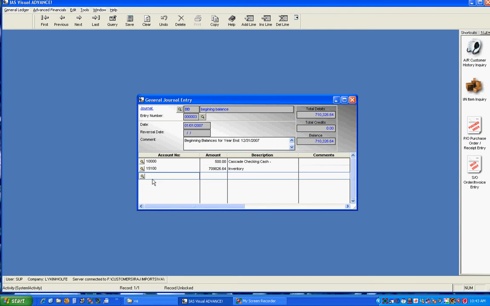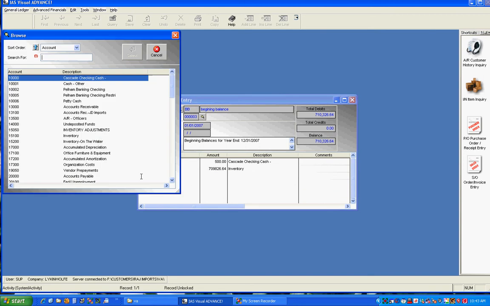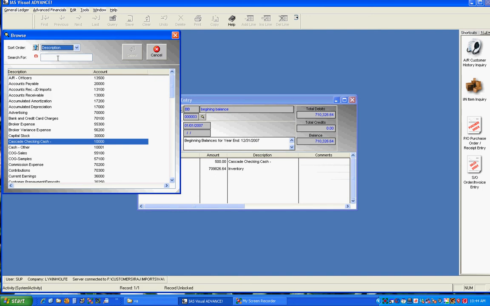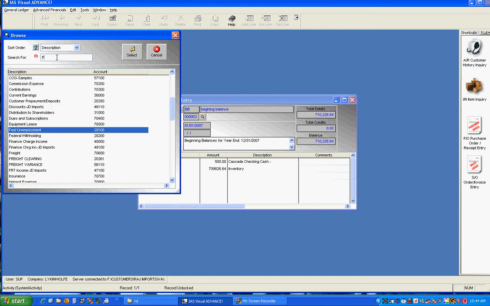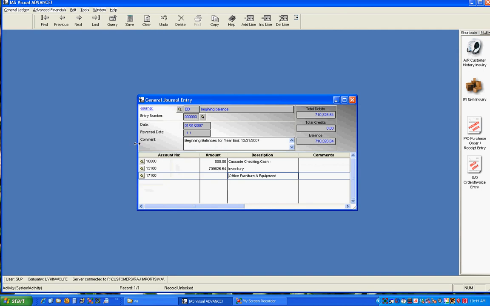F3, the next thing is my furniture and fixtures, and I don't know that account off the top of my head, so I can look it up. And I don't remember it, so I'm going to go over here and do description, and I'm going to look for furniture and fixtures. There's no furniture and fixtures, so what we did is we put it under, I believe, office equipment and stuff. So we'll go office, furniture, and equipment. I'm going to select it.